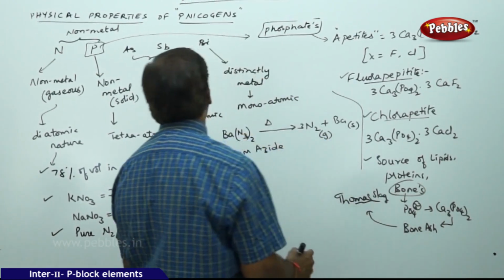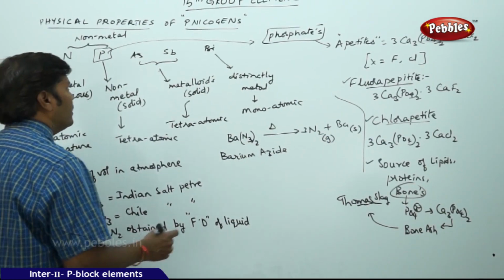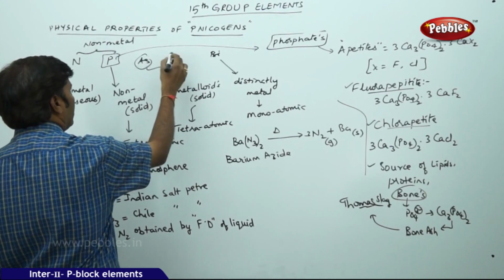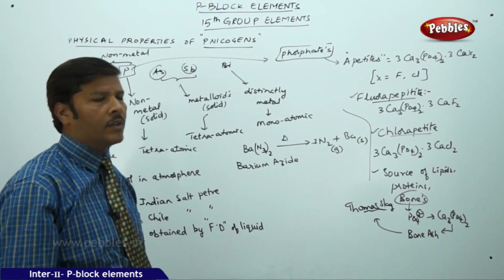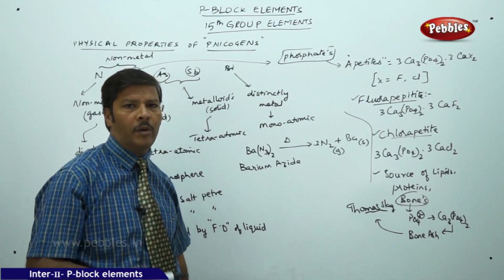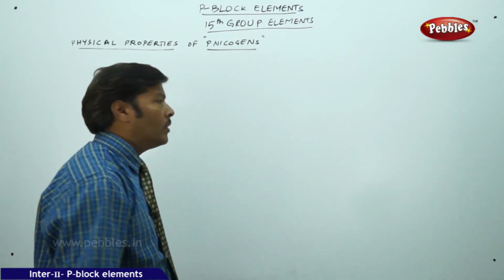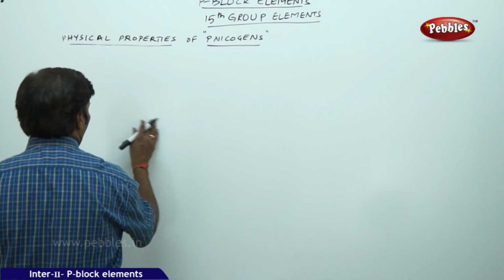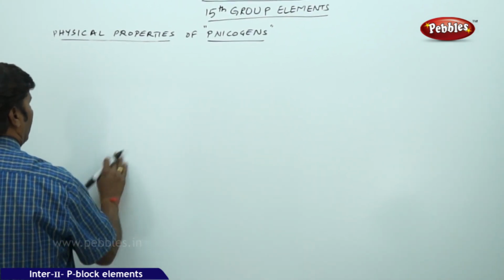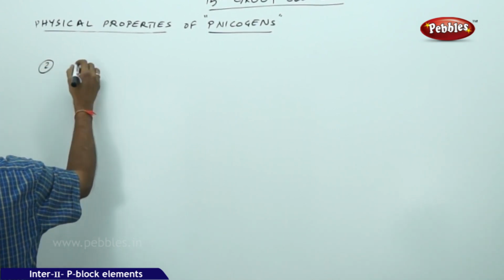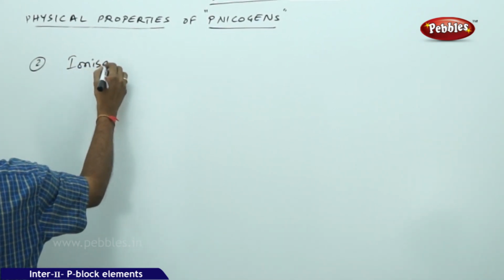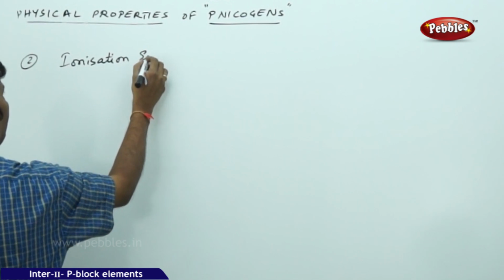Similarly, you can find arsenic and antimony also. They are available in different mineral ore forms, and bismuth is also available in different mineral ore forms. If you go to the next part of the physical properties, you can add one point here, the second one, that is ionization enthalpy.